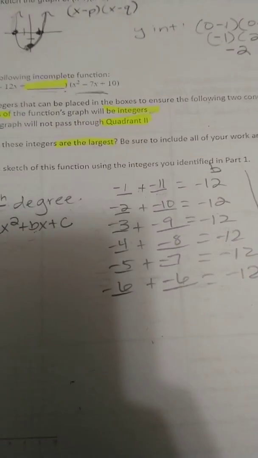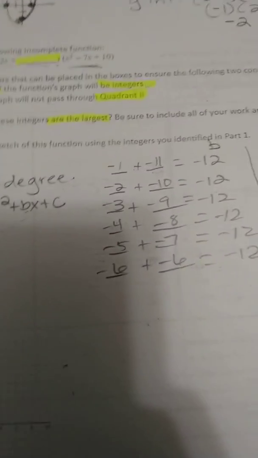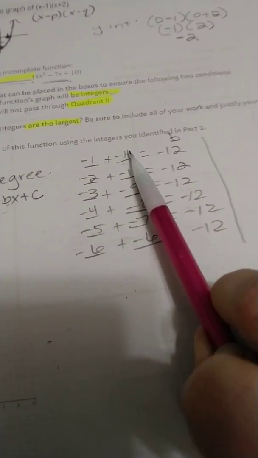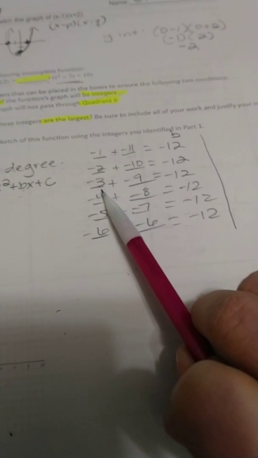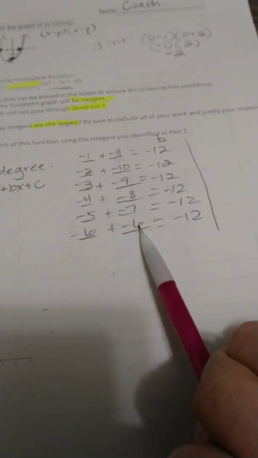Okay, so as I was saying, basically you're going to make a list of all potential numbers that, if you added them together, you would get negative 12. So this is what I did. Negative 1 plus negative 11, negative 2 plus negative 10, negative 3 plus negative 9, negative 4 plus negative 8, negative 5 plus negative 7, and negative 6 plus negative 6.